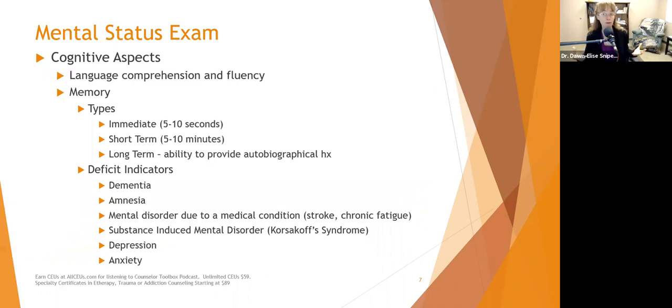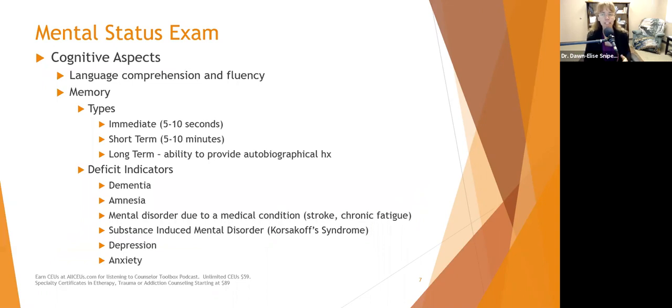We want to look at their memory, their immediate memory in 5 to 10 seconds. If you ask them something, can they remember what you asked them? Now, they may be off in la la land somewhere daydreaming because you've been typing notes for 5 minutes, and then you ask them a question and they're like, what did you say? But if you have eye contact, you have their attention, and you ask them something, and then you ask them to repeat back what you just said, can they remember that within 5 to 10 seconds?